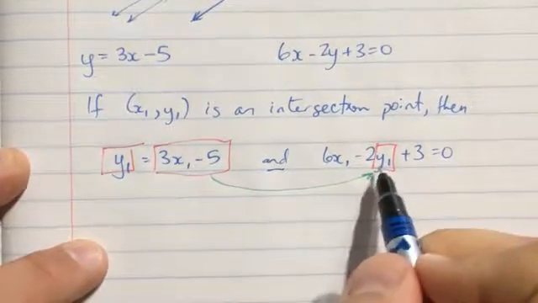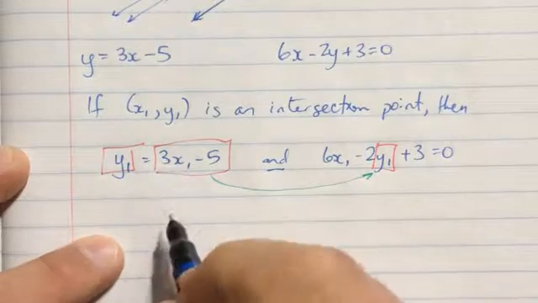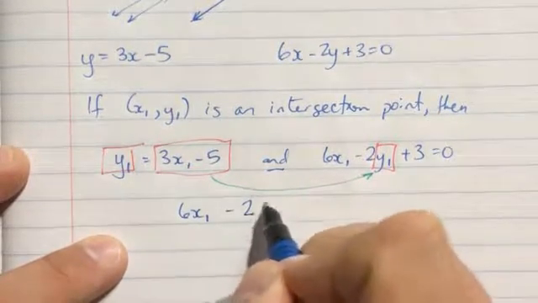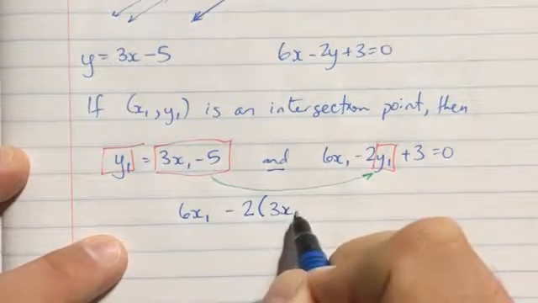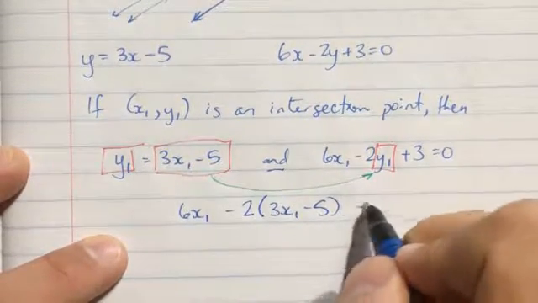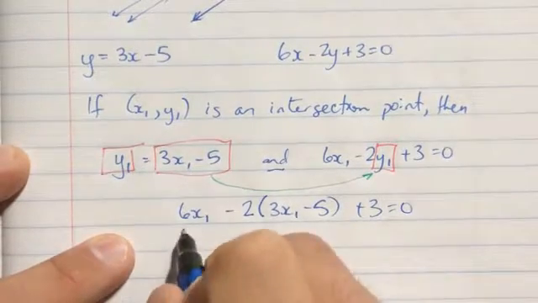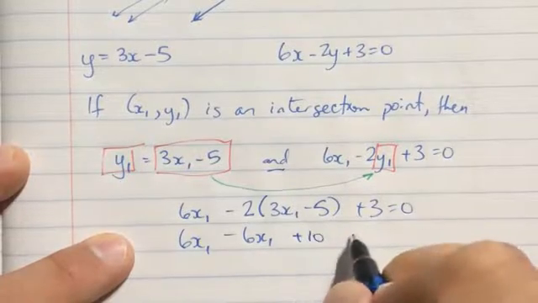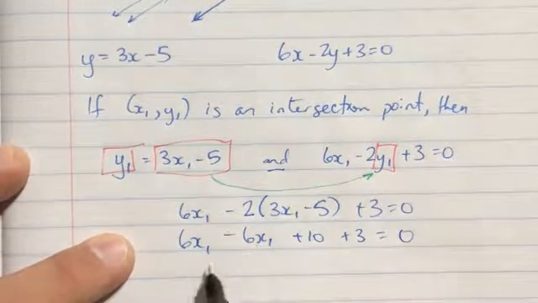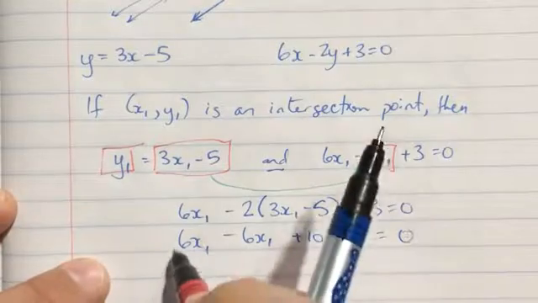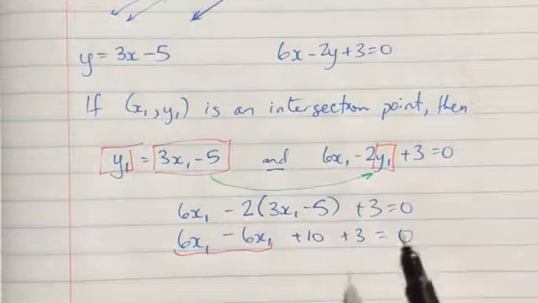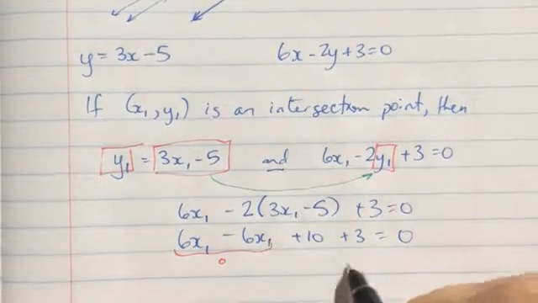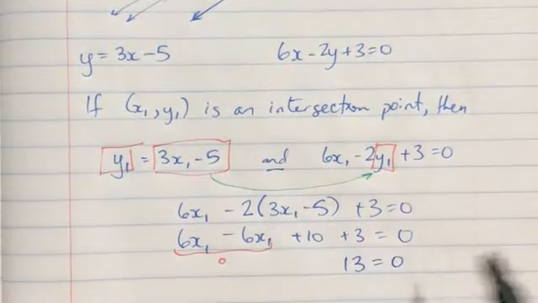Let's rewrite this equation now, replacing the y1 with an expression for y1. So 6x1 minus 2 times, not y1, we're now going to write 3x1 minus 5, plus 3 equals 0. And we start to simplify. 6x1 minus 6x1 plus 10 plus 3 equals 0. Well, 6x1 minus 6x1, that's 0x1, which is the same as saying 0. And then these will be 13. So I just have 13 equals 0.